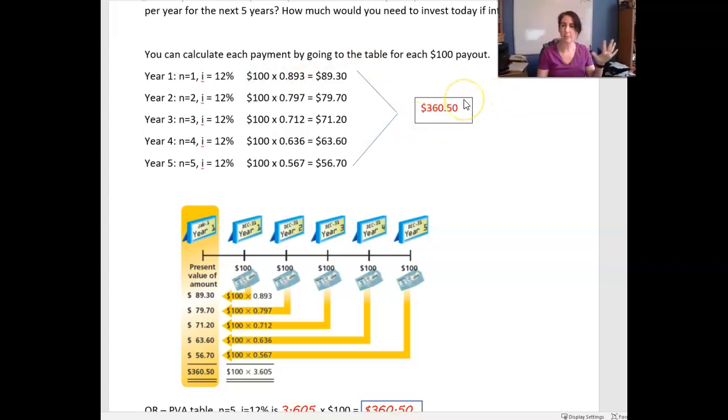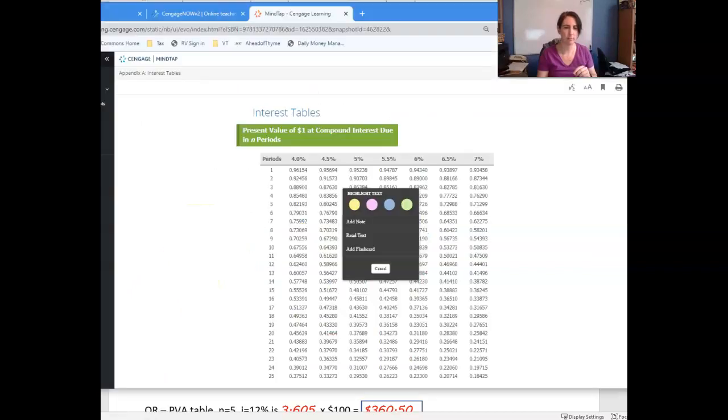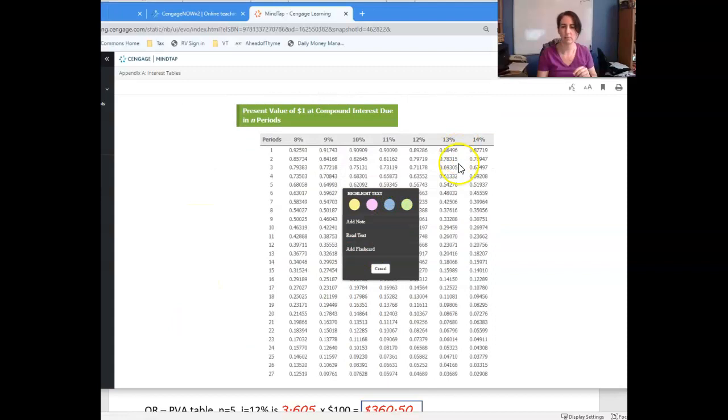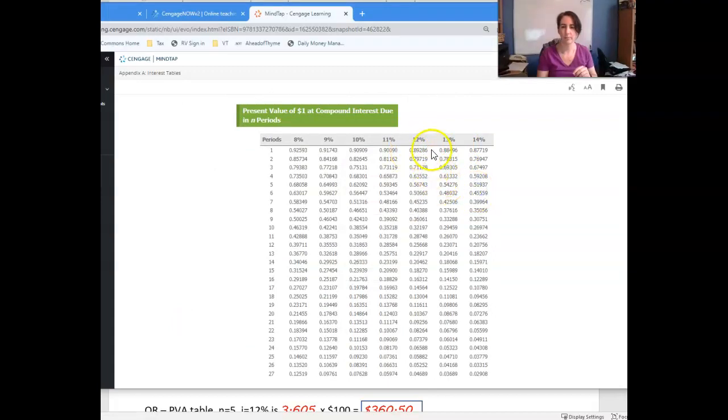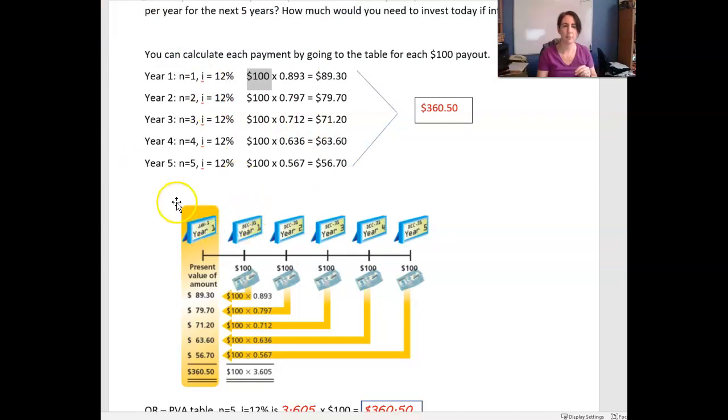Let me move myself over because I'm giving examples that are going off the screen. Okay, so that $100 a year from now, go back to our table, 12% and N is 1, meaning period of time is 1. 0.892986. 2 years is going to be at 12%, 0.79719. 0.71178 for 3 years. Here's 4 years, here's 5 years. So I'm going to grab all of those numbers and put them in here. I rounded them, but you see the idea.